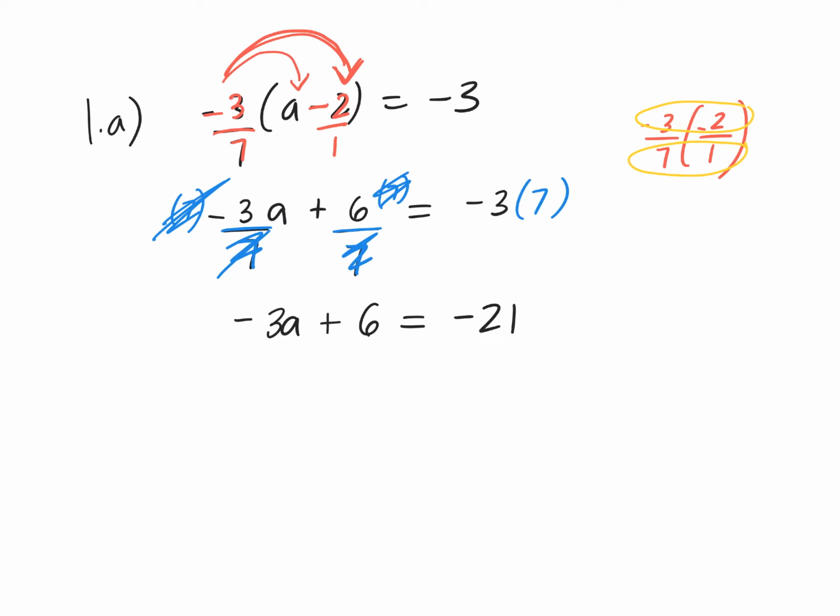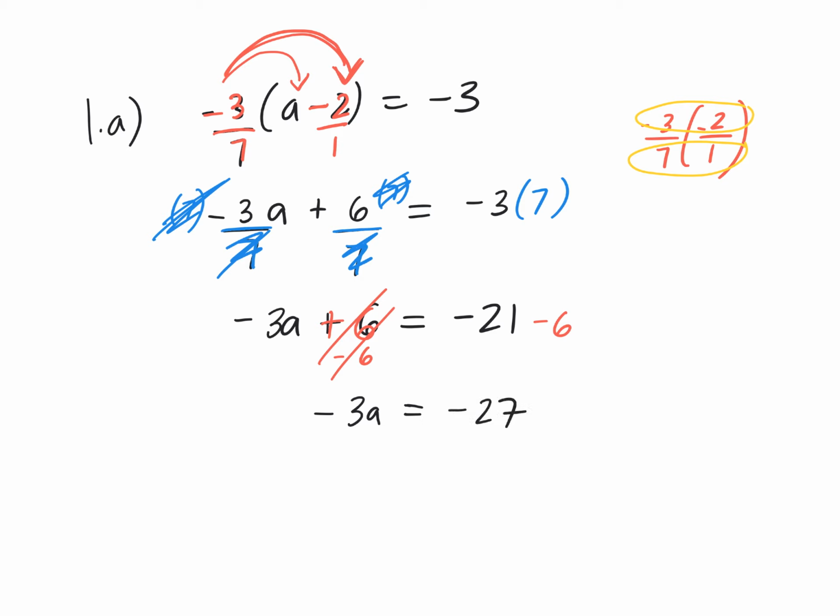Are we good so far? Can you solve this now? What's the opposite of plus 6? So I have to take away 6 here. I'm left with negative 3a because I've gotten rid of that. Equals, what's negative 21 take away 6? Negative 27. Use a calculator if you're not sure.